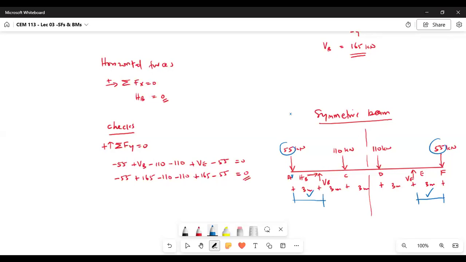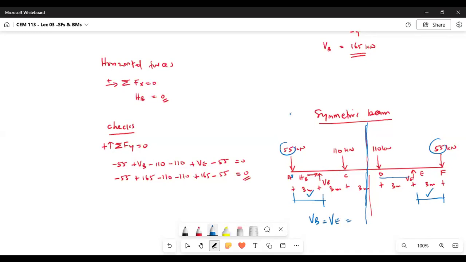Then again, the reaction is located at 3 meters from the left. This is also 3 from the right, so yes. Then the load, after the symmetry here, the 110 load is at a distance of 3 meters from the support. This is also 3 meters from the support. So it means that if I draw a line in the middle, whatever at the left-hand side is equal to whatever at the right-hand side. If that is the case, then my reaction VB is equal to VE.